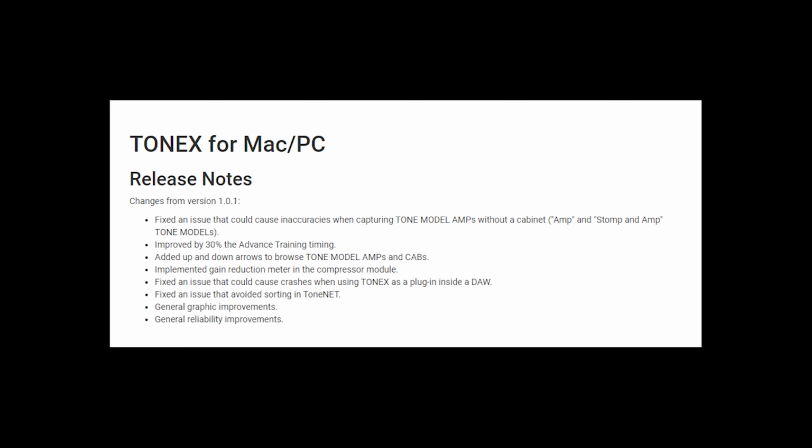But for now, what are the changes that are really important that the folks at IK Multimedia have given us in the 1.0.2 update? Well, if we go over to the release notes, we can see here that number one, it says fixed an issue that could cause inaccuracies when capturing tone model amps without a cabinet. So just amp or stomp and amp tone models. This was an issue that some folks found that they said it wasn't 100% accurate to the actual real amp or pedal. So we're going to take a look and see how big a difference they actually have here.